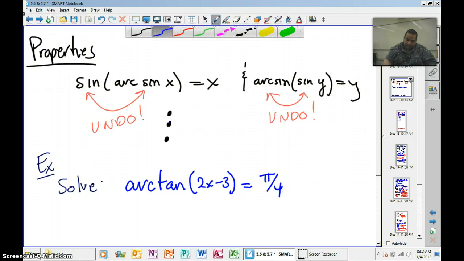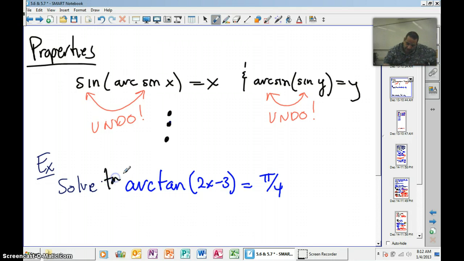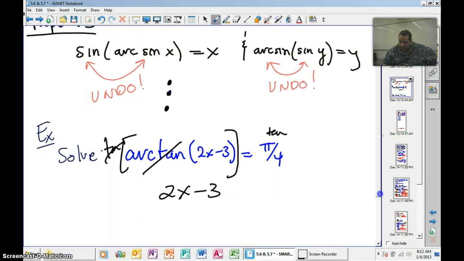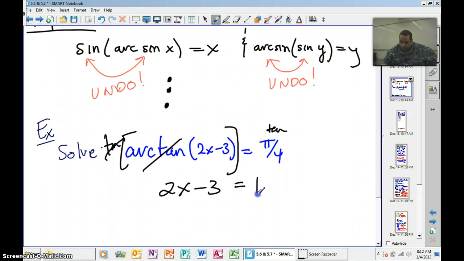And what I will do, looking at this and using the property before it, is take the tangent of both sides. So if I tan that side and I tan this side, these two will cancel and I'll be left with 2x minus 3. And on the right side, tangent of pi over 4 is 1. So now this becomes a nice algebra problem, and the answer turns out that x equals, I believe, 2. Yeah. Any questions?